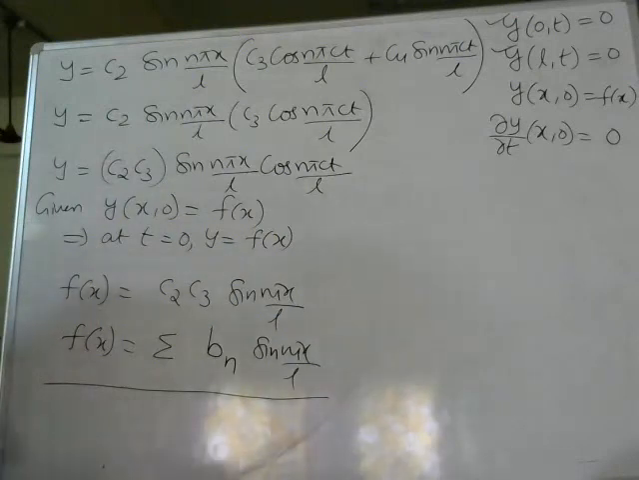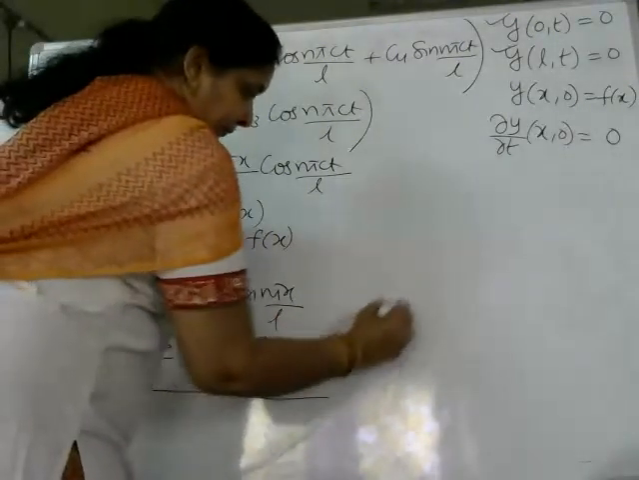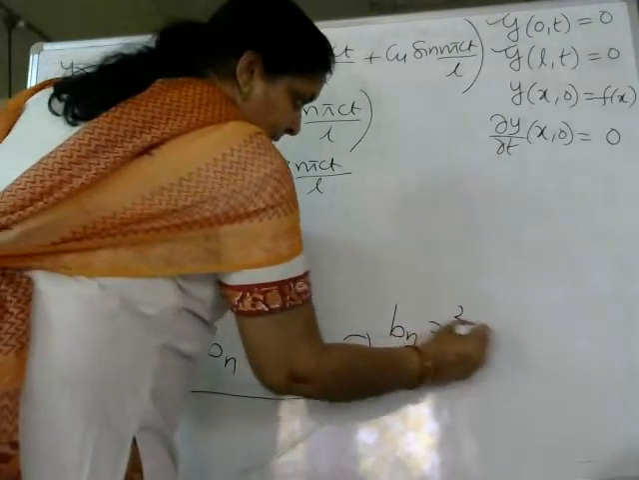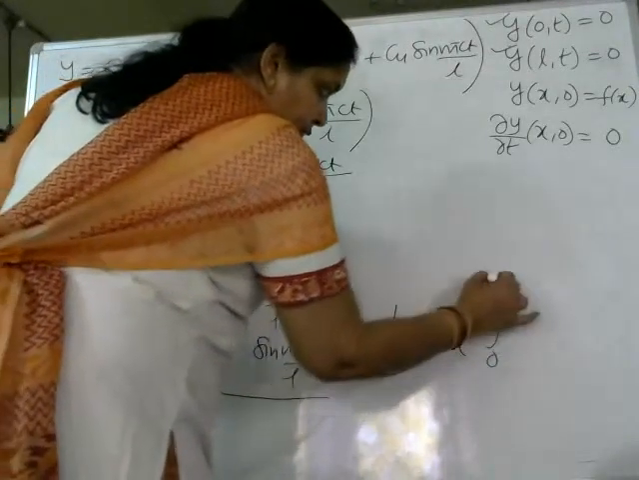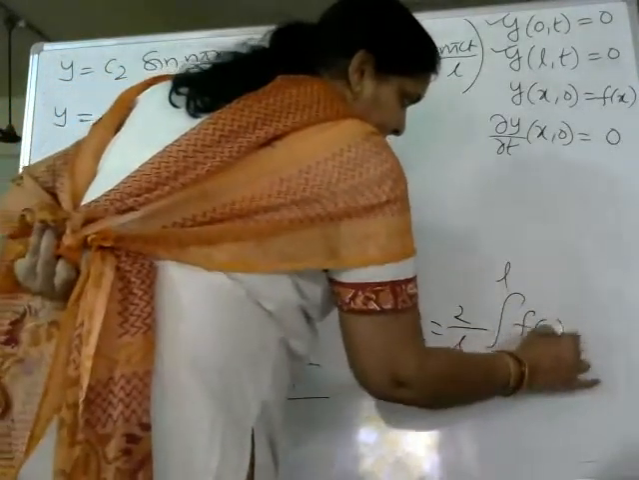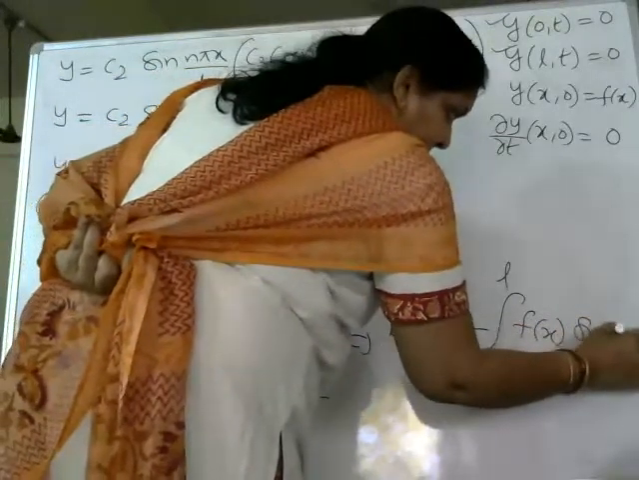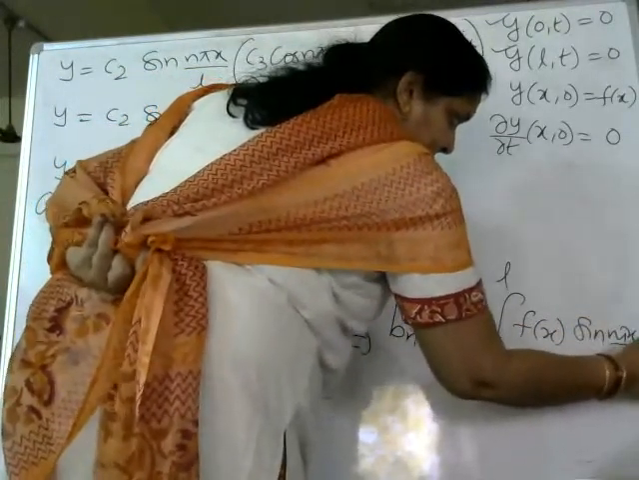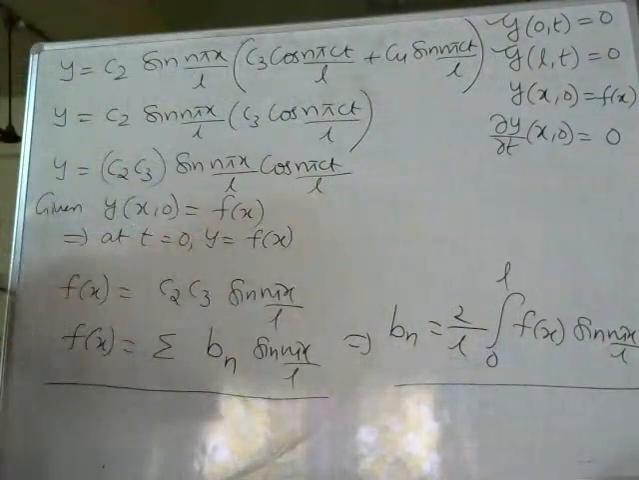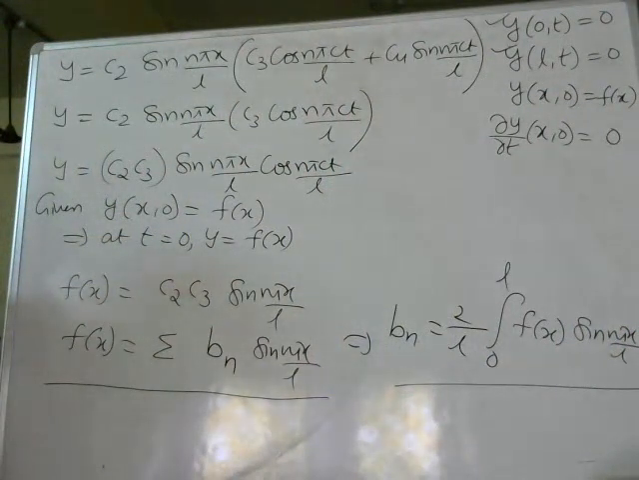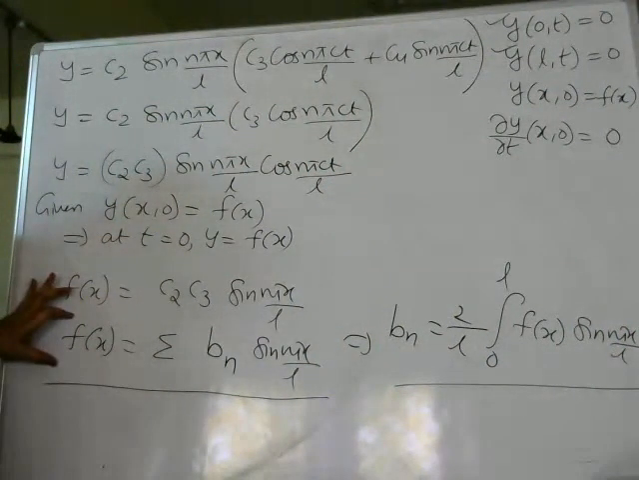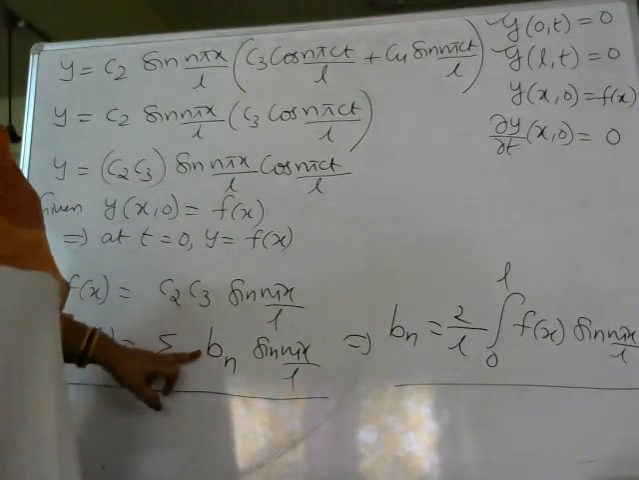How we write the value of Bn here: Bn is equal to 2/L integral 0 to L f(x) sin(nπx/L) dx. So what we have to do for the fourth condition, after converting into half range sine series, is find out the constant value Bn.